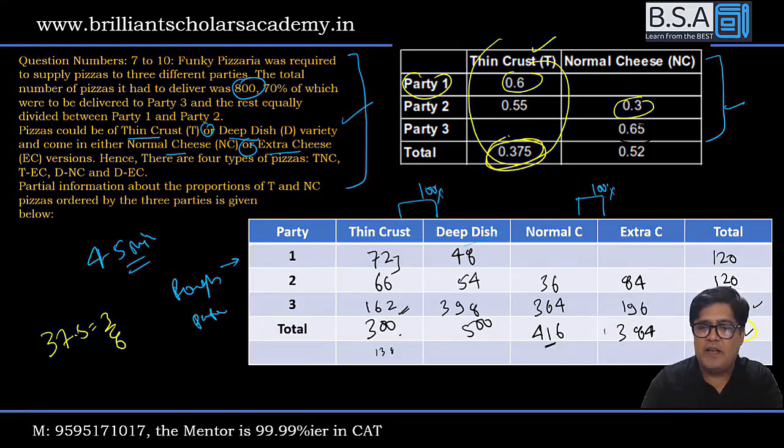What is that? 384 minus 196 minus 84. So what is that? 104. That is बाजू में क्या है? 416 minus 364 minus 36. That is खत्म.